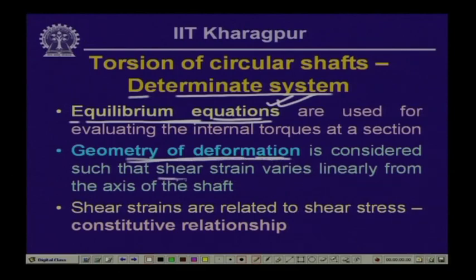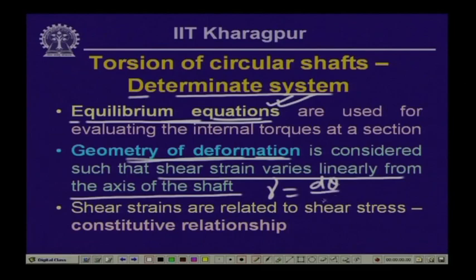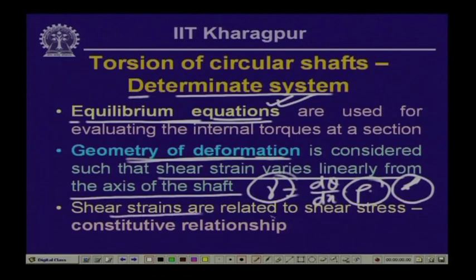Shear strain varies linearly from the axis of the shaft; we have seen that gamma equals d theta/dx times rho. So it varies linearly with respect to the radius from the center as it goes, and shear strains are related to the shear stress, which is the constitutive relationship. So, with these three aspects we can solve any determinate system.